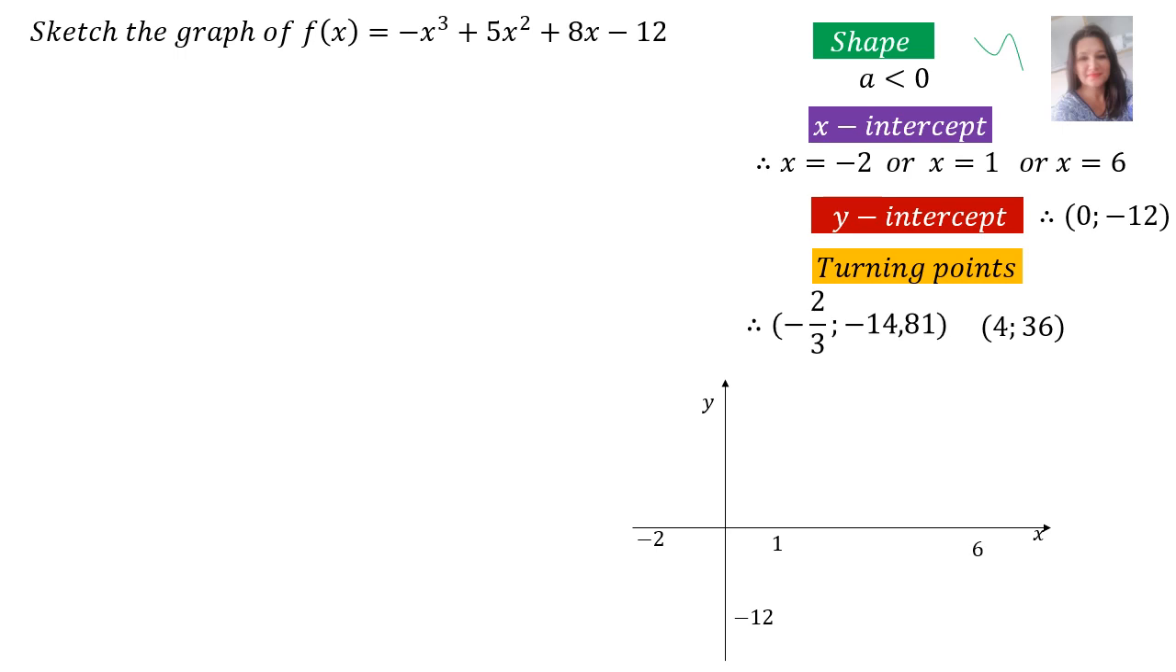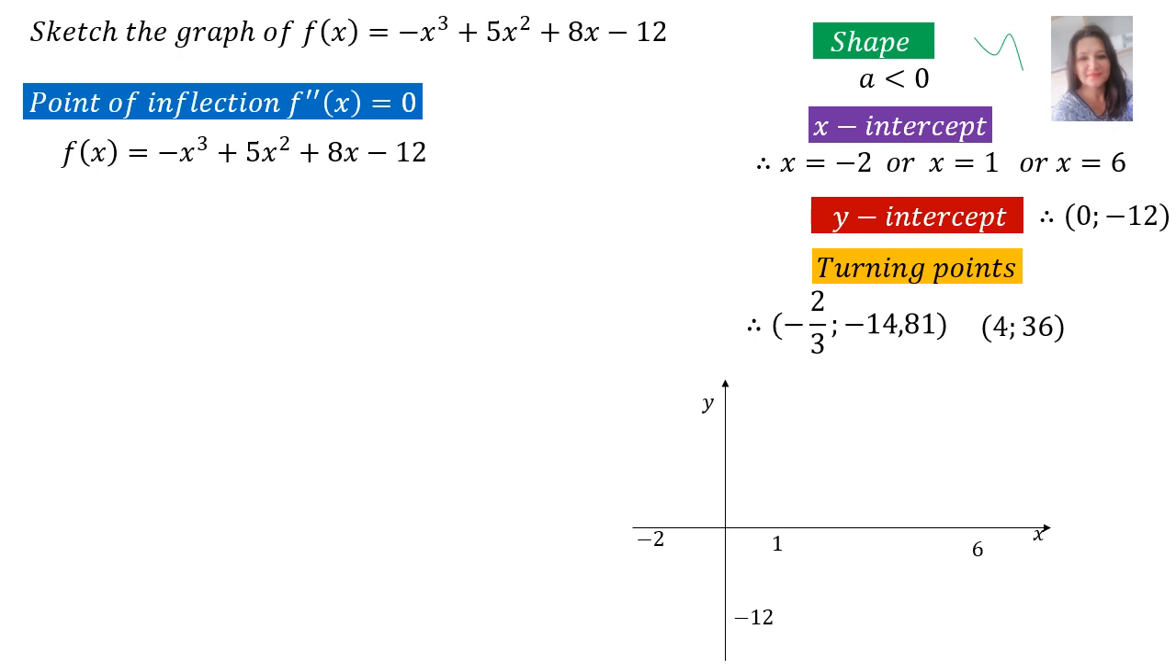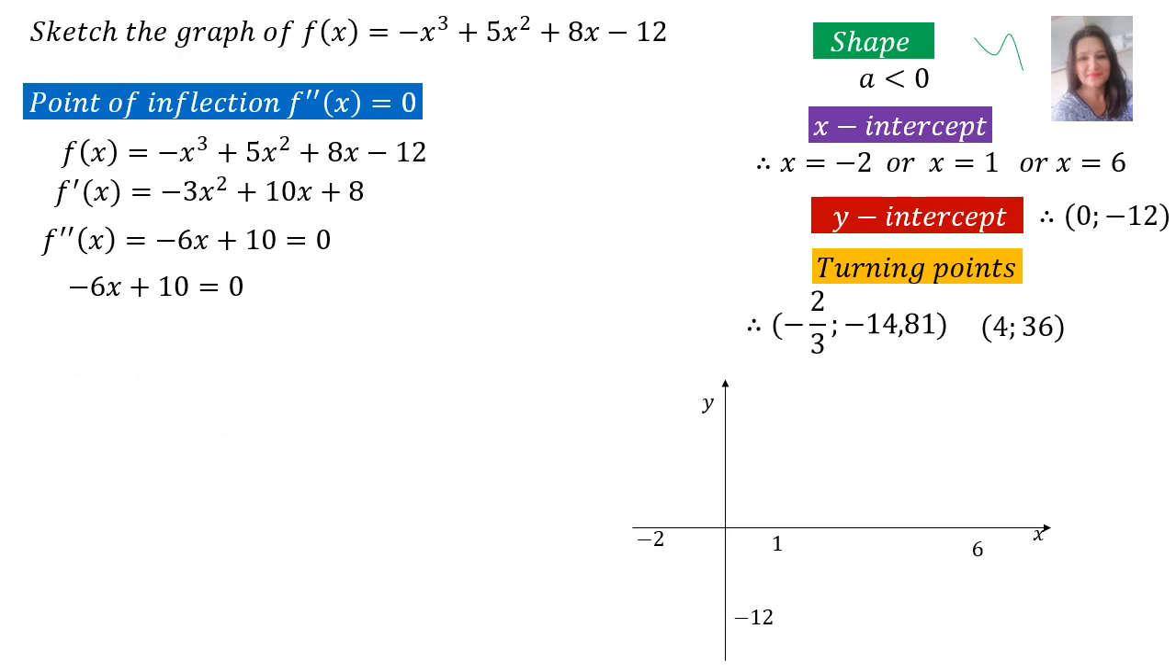Now the last thing that we need to work out before we can sketch this graph is our point of inflection, where we will take the second derivative equal to 0. There's the original equation. The first derivative is -3x² + 10x + 8. The second derivative will be -6x + 10, and we have to equate to 0. Then we can solve x. -6x + 10 = 0, -6x = -10, and then x = 10/6, or 1,6.